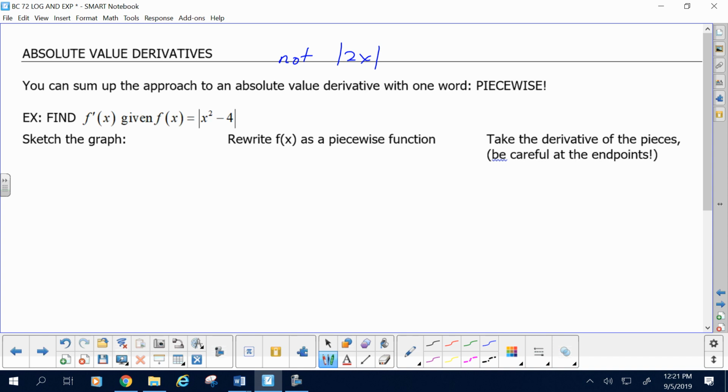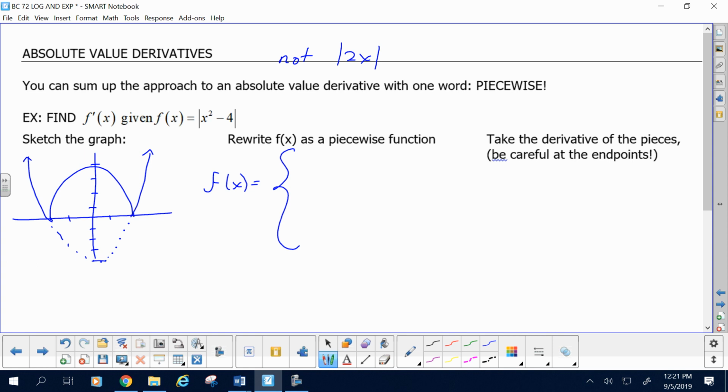So let's talk about the graph. What does the graph look like, please? A parabola that would normally be shifted down 4, but instead of the thing being allowed to have negative y values, the y parts are flipped up, so we have a local max at 0, 4, and that's it. You follow me? Now, every absolute value can be written as a piecewise function.